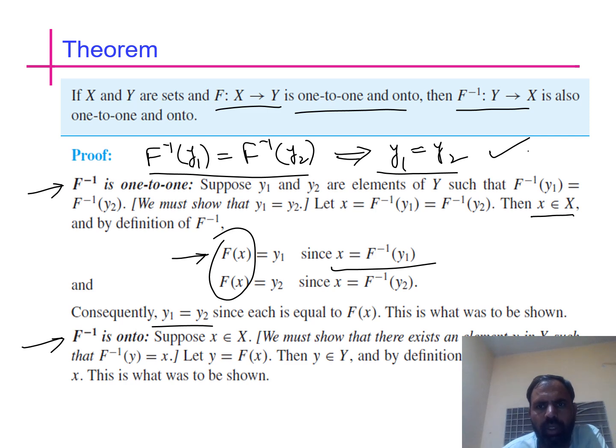Then x belongs to X, and by definition of f inverse, f of x is equal to y1. Since x is equal to f inverse of y2, f of x is equal to y2. So consequently, y1 is equal to y2, since each is equal to f of x. So this is what was to be shown. Similarly, for f inverse onto, we already proved this. You can see it from the previous slide.